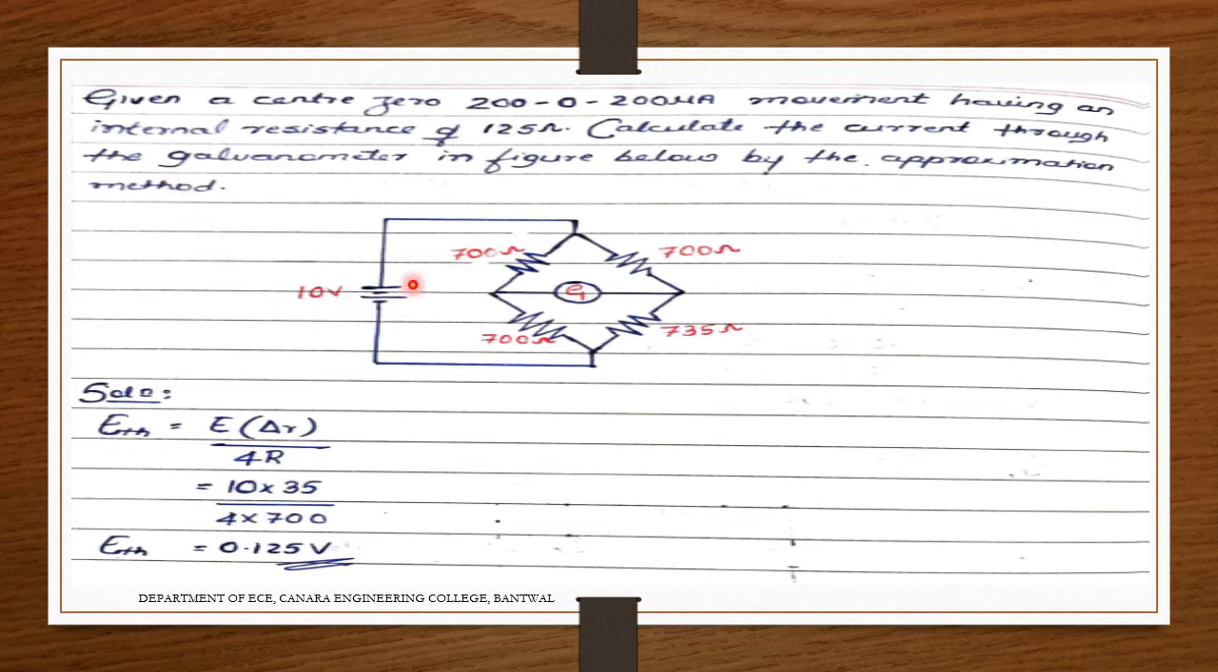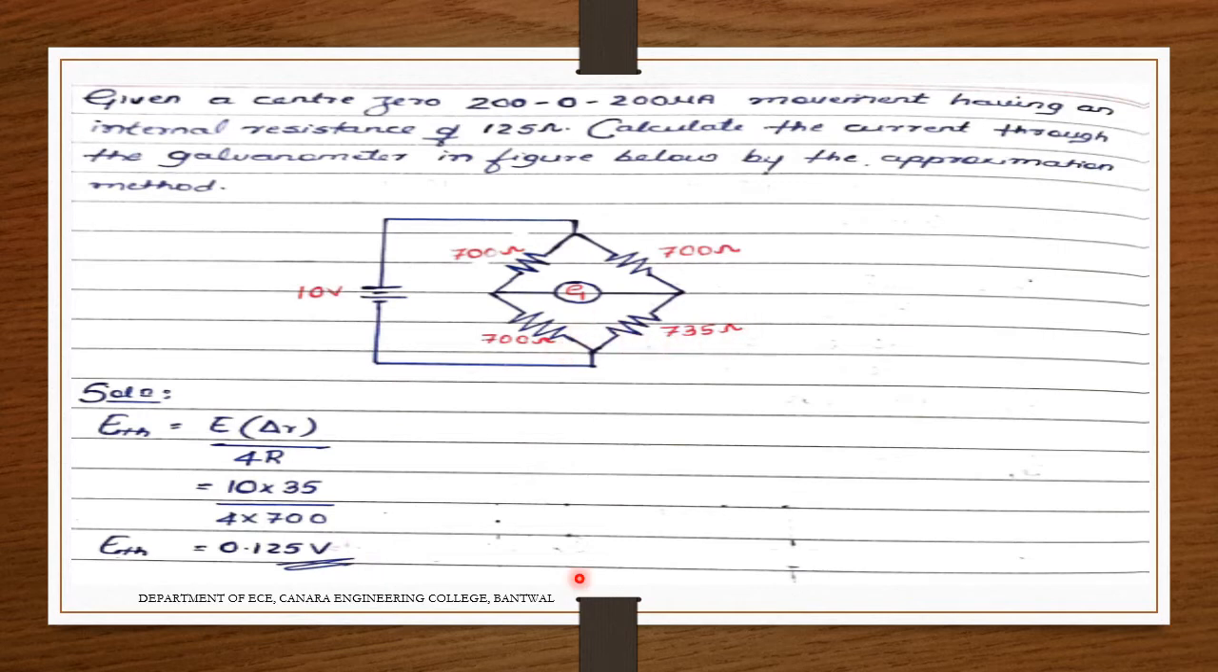This is another type of Wheatstone bridge, because we saw balanced and unbalanced bridges, and now slightly unbalanced. This comes under the category of slightly unbalanced, where it is 700, 700, 735, 700. So we can tell that this is slightly unbalanced. According to that, we have a formula: ETH is equals to E into delta R divided by 4R, which is 10 into 35 ohm divided by 4 into 700. So when you substitute here, ETH is equals to 0.125 volts.